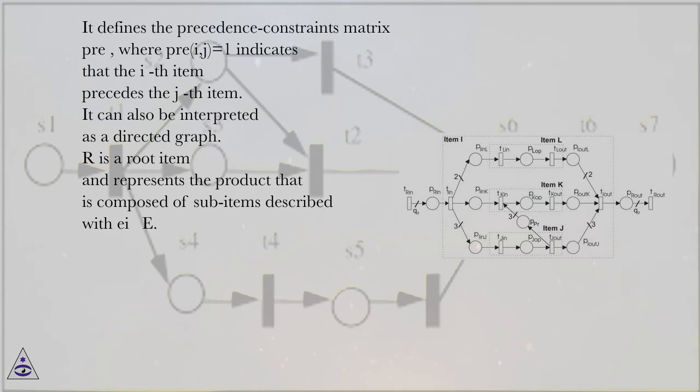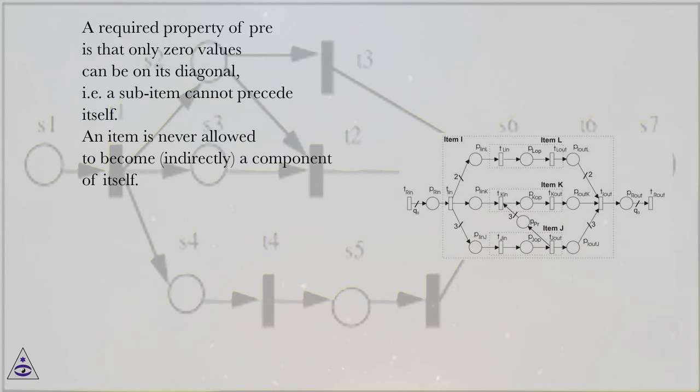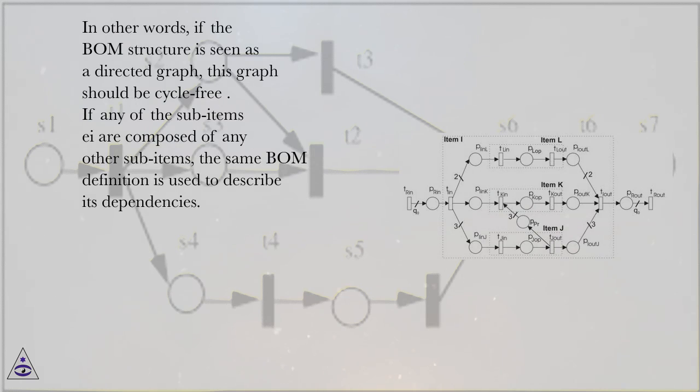R is a root item and represents the product that is composed of subitems described with A, E. The number of required subitems is determined with the vector Q. When any subitem has to be produced before another, the precedence function pre is used to define it. All the subitems have to be finished before the operation for the subsequent subitems can begin. A required property of pre is that only zero values can be on its diagonal, i.e. a subitem cannot precede itself. An item is never allowed to become, indirectly, a component of itself. In other words, if the BOM structure is seen as a directed graph, this graph should be cycle-free.